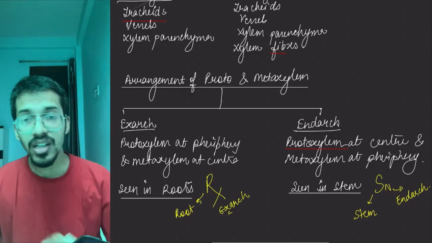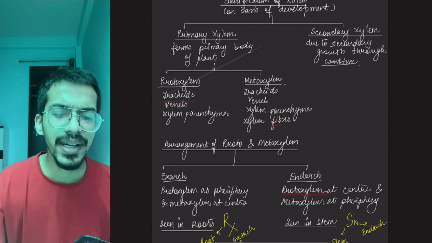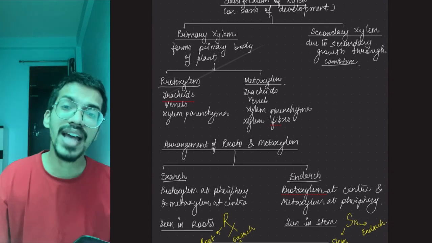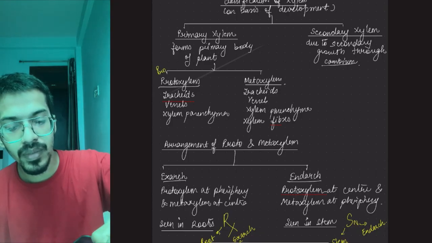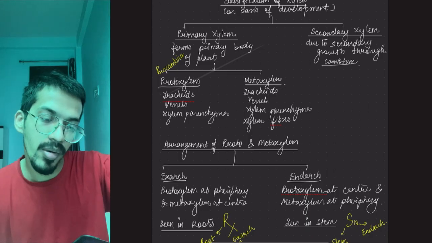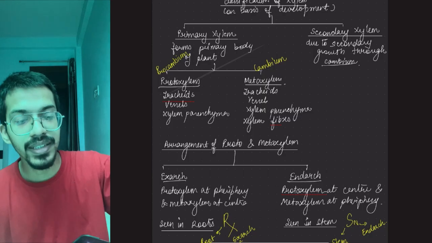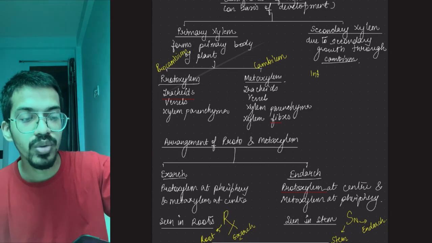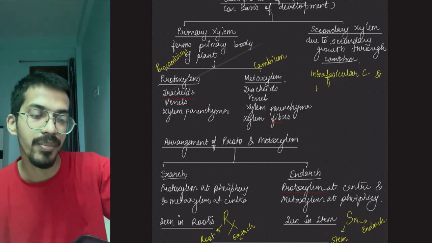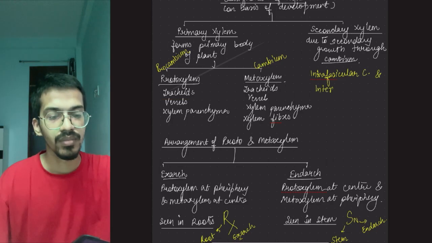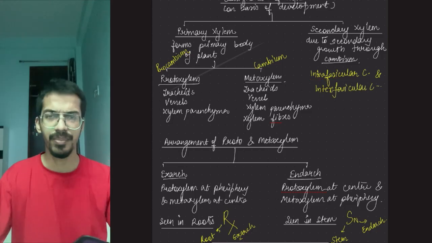This is about the xylem, everything which we have studied. Now here you have to remember that the primary xylem, the initial xylem that is formed, is formed by procambium. The later part is formed by cambium. But secondary xylem is formed by the intrafascicular cambium and fascicular cambium. So these facts we will remember.